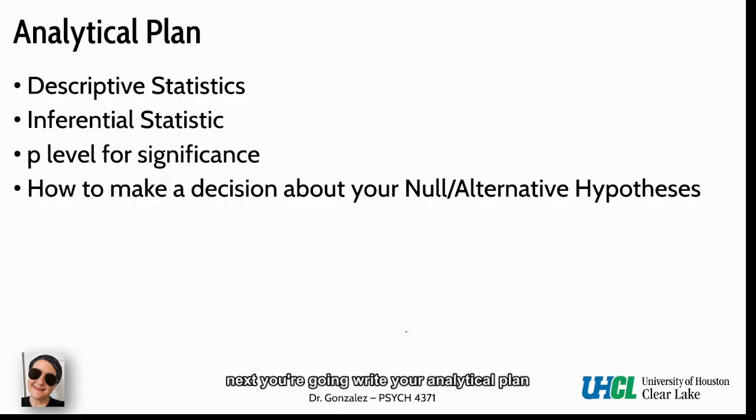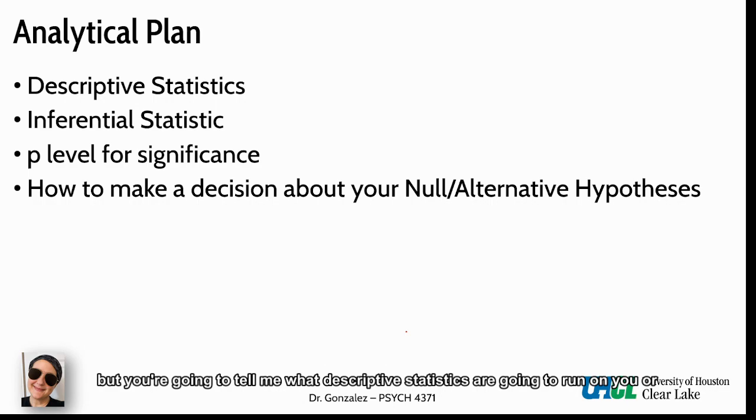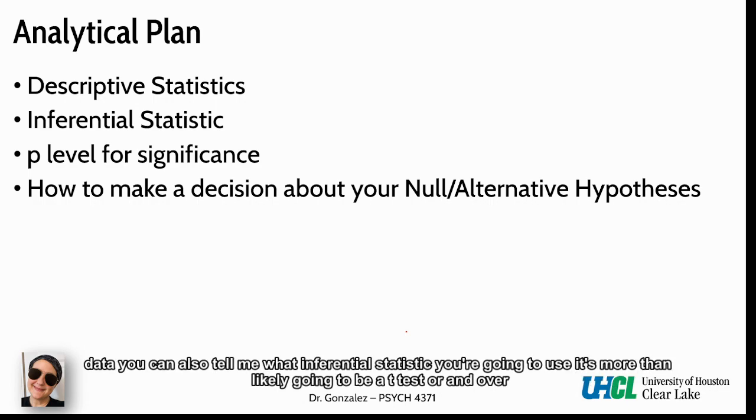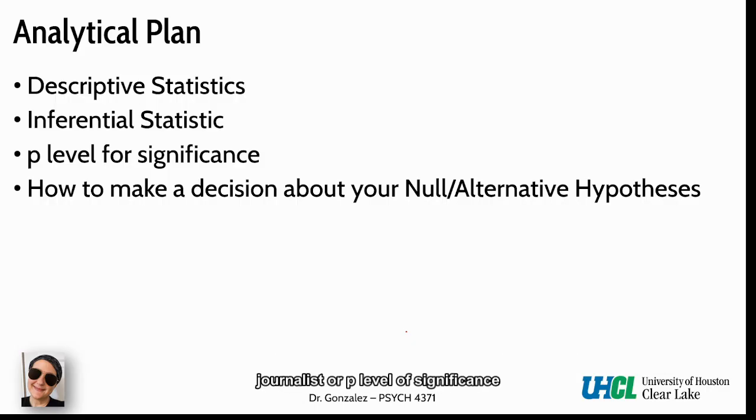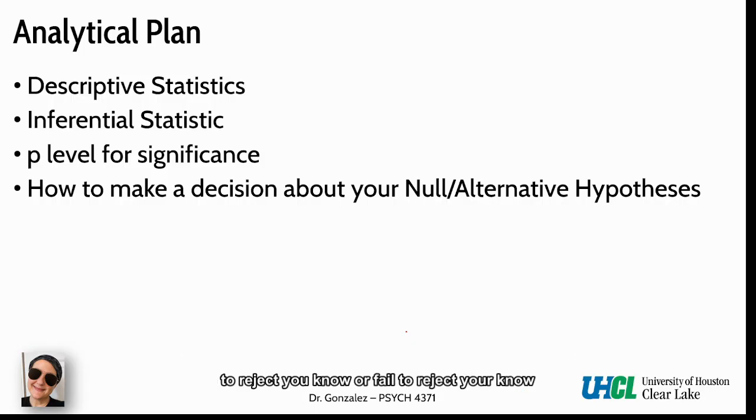Next, you're going to write your analytical plan. We have not addressed these things yet because we haven't moved into the statistics portion of the course. But you're going to tell me what descriptive statistics you're going to run on your data. You're going to also tell me what inferential statistic you're going to use. It's more than likely going to be a t-test or an ANOVA. You're going to list your p-level of significance. So that's going to judge your decision about what you do from hypothesis testing. And you're going to take that and tell me how you're going to make a decision about whether to reject your null or fail to reject your null.